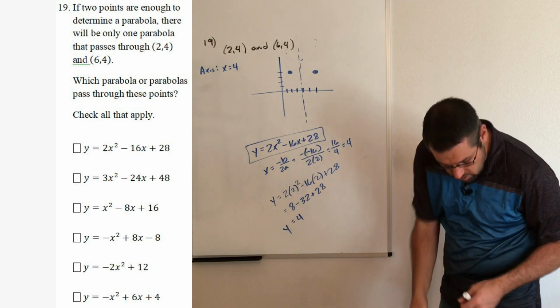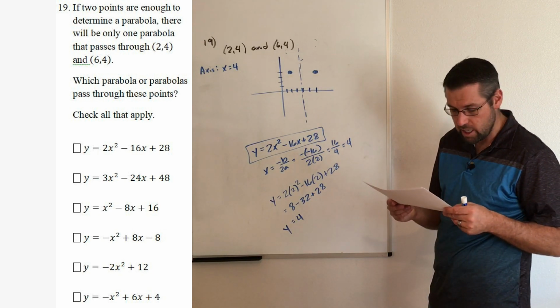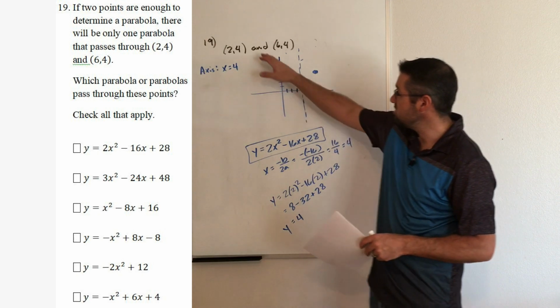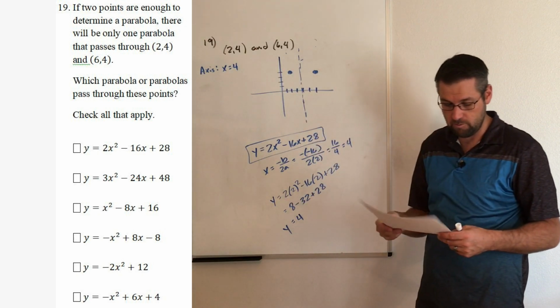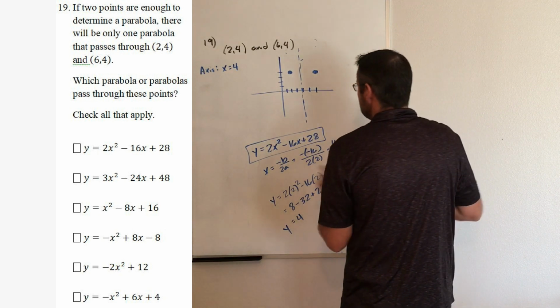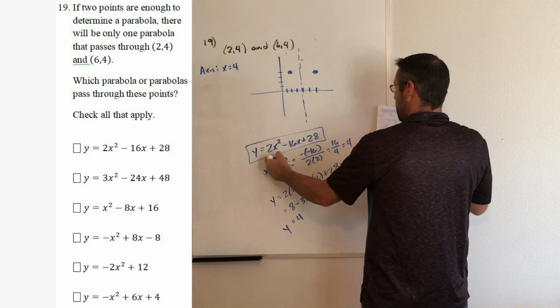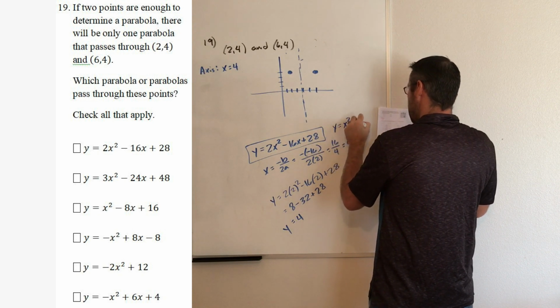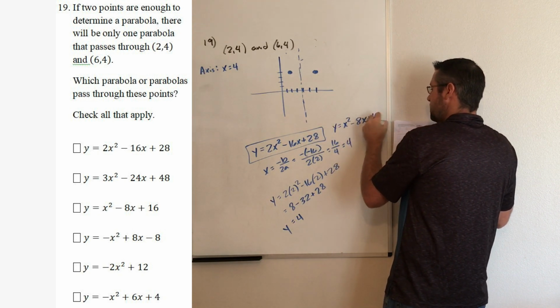The second option, the y equals 3x squared minus 24x plus 48, if you go to plug in these points, you're going to see that it doesn't equal. So the three correct answers in this problem, I'm not going to go through each one, are that guy, y equals x squared minus 8x plus 16.